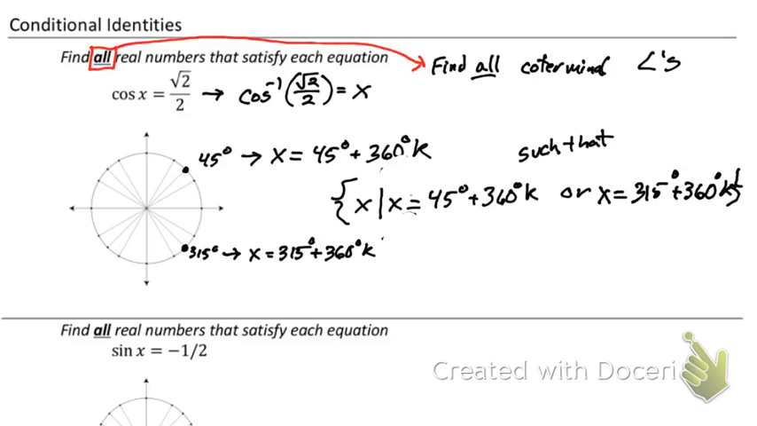So this is a list of all real numbers that work for that x. As long as it fits this scenario, it will be square root of 2 over 2. That's all we're doing today. And it's basically what we're doing today. If you can read a unit circle, today is going to be really easy.